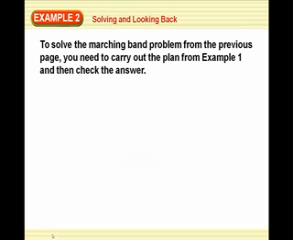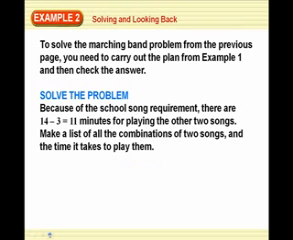Example number 2, so to solve the marching band problem from the previous page, you need to carry out the plan from example 1 and then check the answer. So I'm carrying out the plan. Because of the school song requirement, there are 11 minutes for playing the other 2 songs.